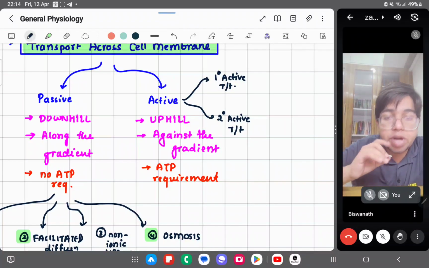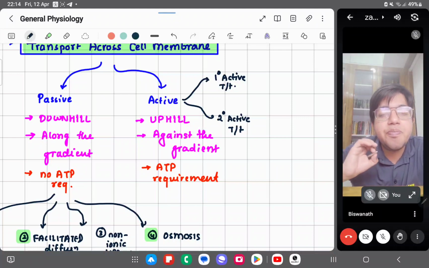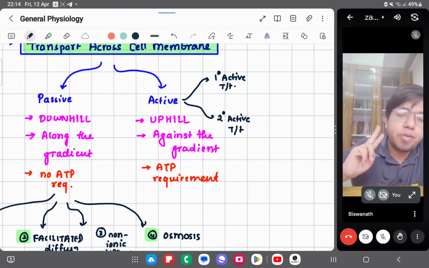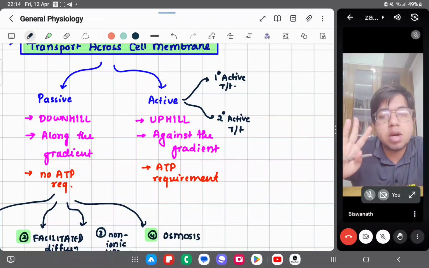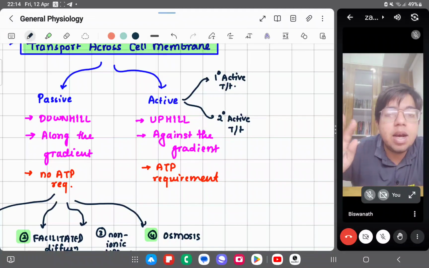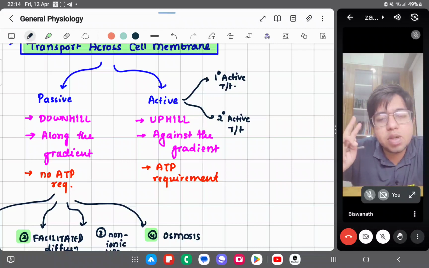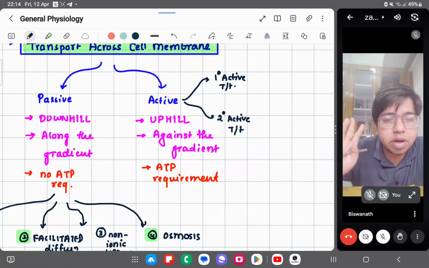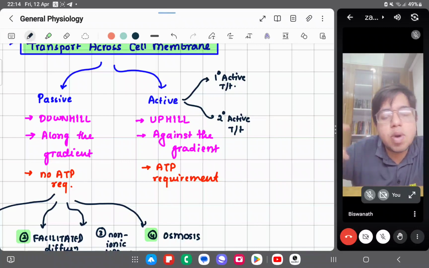So primary active transport, I will teach you the sodium potassium pump, for example. And secondary active transport, you may have two types, or you can say three types. You can classify the uniport in facilitated as well. So you can say two types. You just remember for understanding. One is uniport, one is antiport, right?